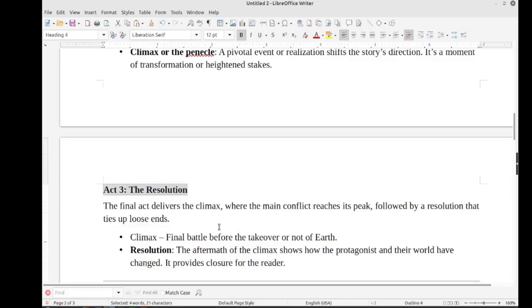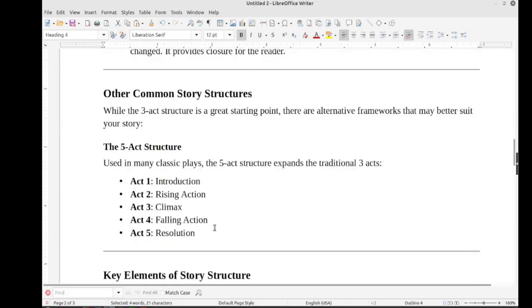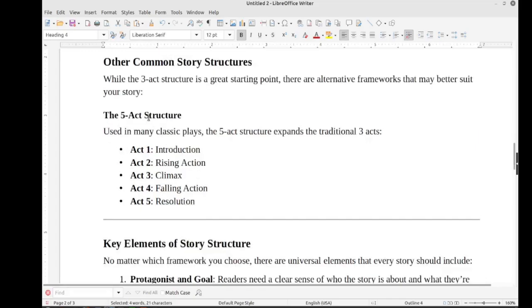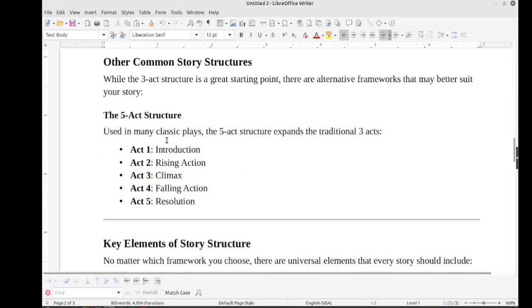All right, so in addition to the 3-act structure, we have the 5-act structure. And I tend to write a little closer to this 5-act structure. I almost have a combination of the 5-act structure and the hero's journey, which I'll cover in a separate article and in a separate video. But the 5-act structure is used in plays mostly, and it expands the 3-act structure.